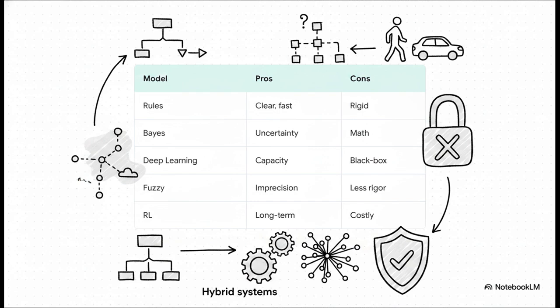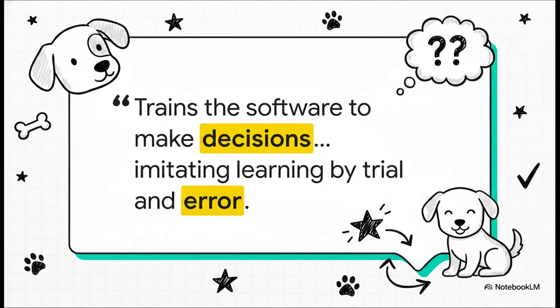Though a lot of the time, developers actually use hybrid systems. They combine the raw pattern recognition of deep learning with strict rules just to keep the whole system safe and predictable. And then there's reinforcement learning. Our text pulls this fantastic quote from AWS to describe it. It says, "It trains the software to make decisions to achieve the best results, imitating learning by trial and error."